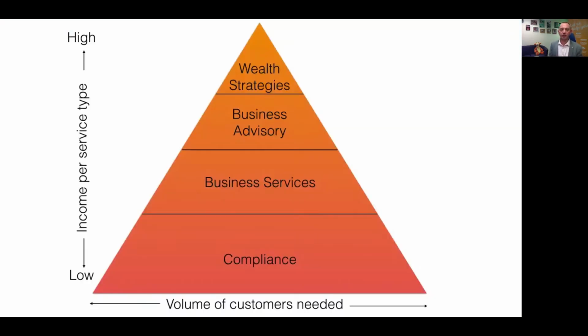This pyramid really shows that if you're focusing just on compliance, you can't charge high fees for that, and you therefore have to work with a high volume of customers in order to make that pay. Whereas if your focus is more on the added value, the business advisory type stuff, then actually you can work with fewer customers for higher fees. And not only that, I mentioned that compliance-only type of setup.